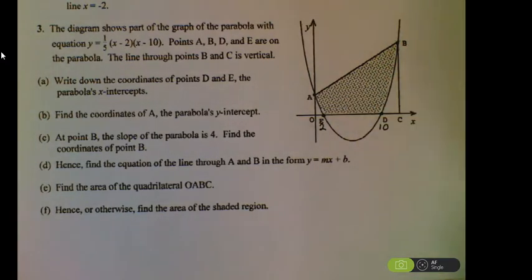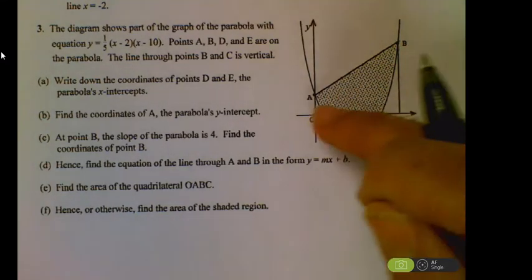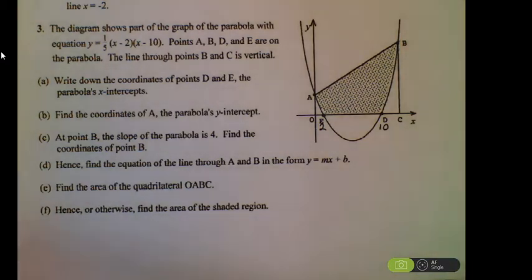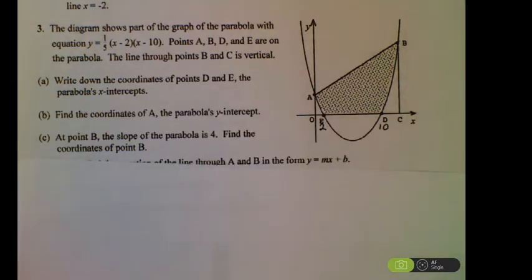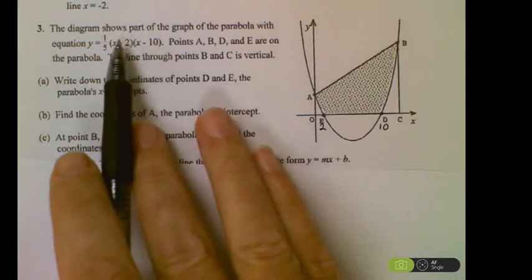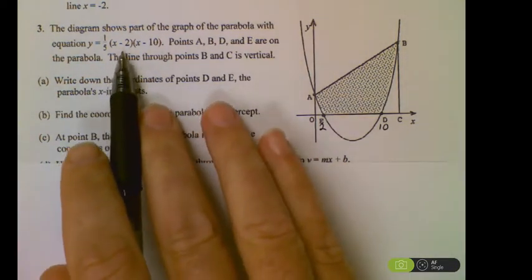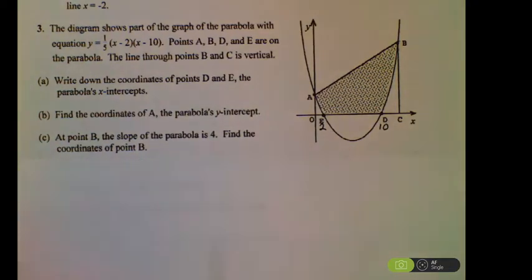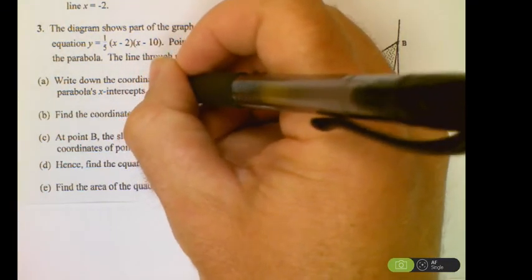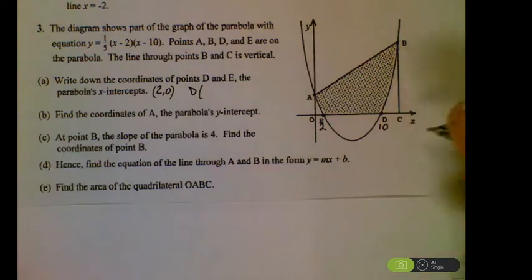They labeled some points on the graph for us, and then we got the line AB kind of passing through it right there. So I'll write down the coordinates of D and E. The parabola's x-intercept. So again, that's the one we just kind of talked about. Obviously, if we set that equal to 0, we can get the x-intercepts. Since it's already been factored for us, we can just solve that for the positive 2 and 10 that we already got. So those would be our coordinates for D and E. So obviously, E is the first one, so E is going to be at 2, 0, and D is going to be at 10, 0.